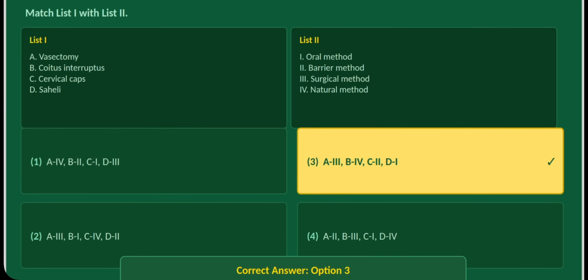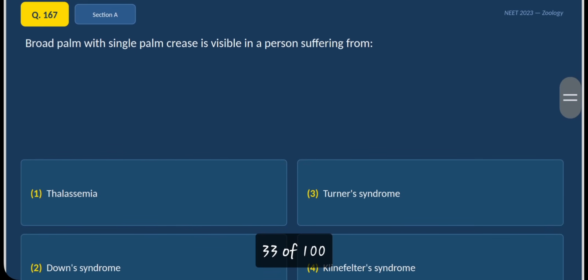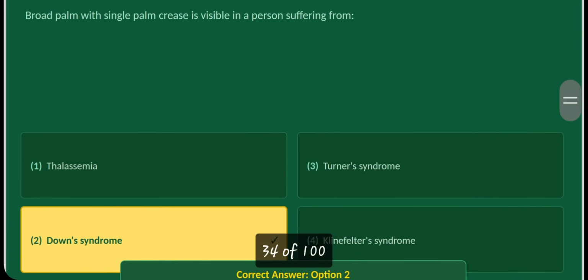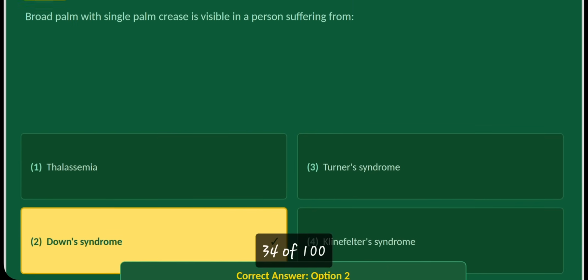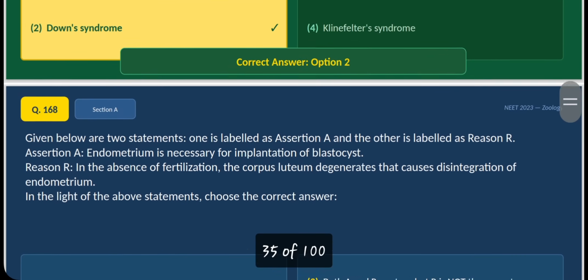Saheli is oral method. A3, B4, C2, D1. Broad palm with single palm crease is visible in a person suffering from Down syndrome. This is a characteristic feature of Down syndrome, mongoloid idiopathy or Down syndrome, which is because of 21st chromosome trisomy. So, Down syndrome is the answer.